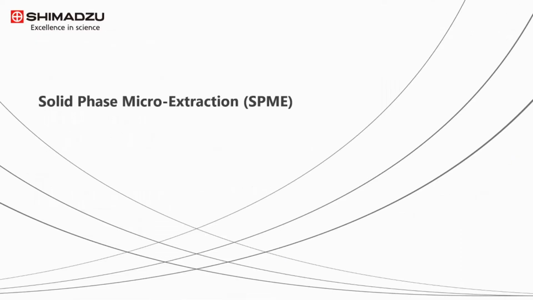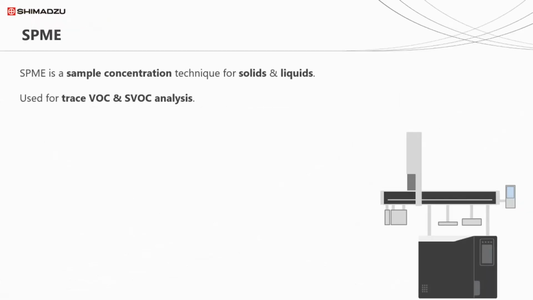The next technique to look at is solid phase microextraction, which you'll often hear referred to as SPME. SPME is another technique that can be performed manually or using a multi-purpose sampling system. SPME is a sample concentration technique that can be used with both liquid and solid samples. It's commonly used when headspace sensitivity is insufficient, or when looking to analyse semi-volatile organic compounds, or SVOCs.